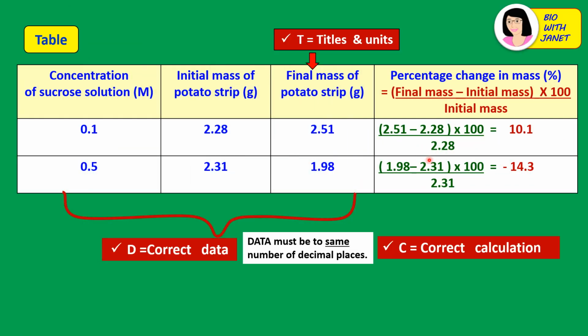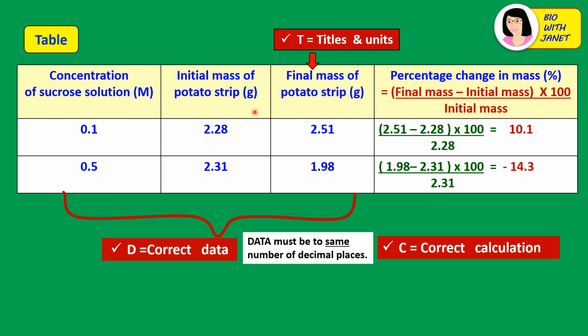So this is the table for the osmosis experiment, where we investigate the effect of the concentration of sucrose solution on the mass of the potato strip. Your MV is on the left hand side. As I said, it's the concentration of the sucrose solution. The unit is M. You must write it inside the title here.